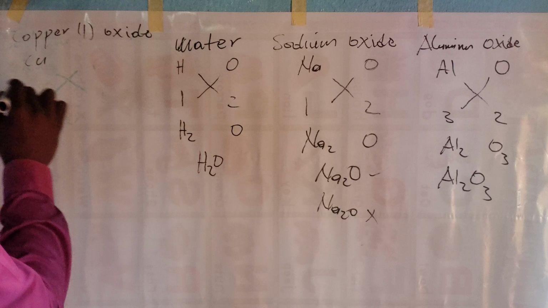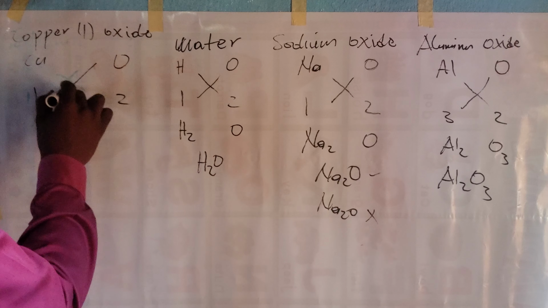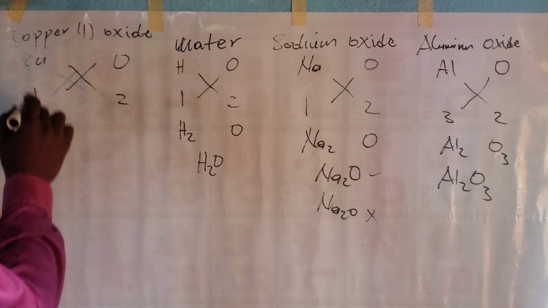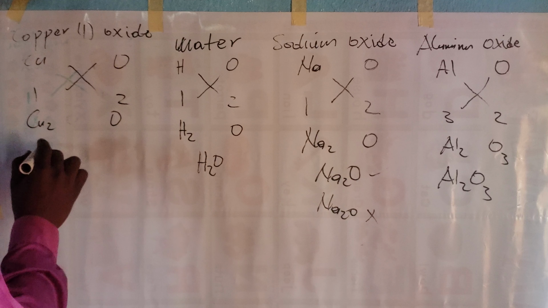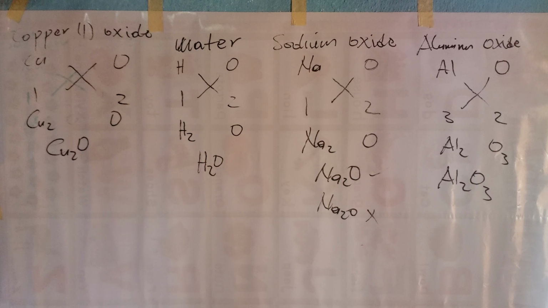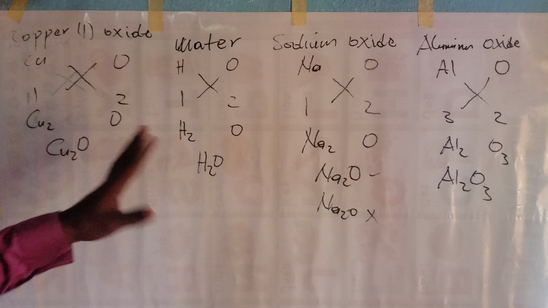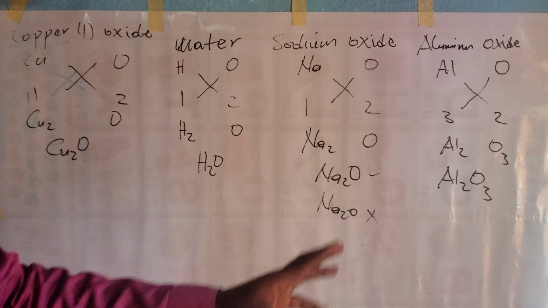You have the Cu, we have oxide. The valency here is 1, here is 2. You cross your multiplication, you have Cu2 and O. When you combine now, you have Cu2O. This is what we refer to as copper 1 oxide. So you have seen the way I'm writing the chemical formula for this one.